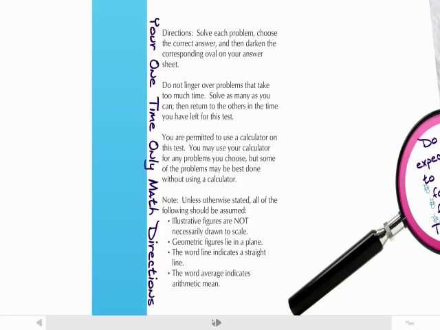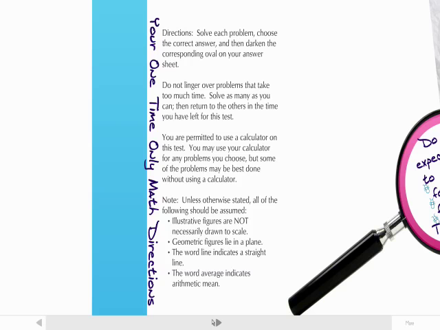Directions. Solve each problem, choose the correct answer, and then darken the corresponding oval on your answer sheet. Do not linger over problems that take too much time. Solve as many as you can, then return to the others in the time you have left for this test. You are permitted to use a calculator on this test. You may use your calculator for any problems you choose, but some of the problems may be best done without using a calculator.